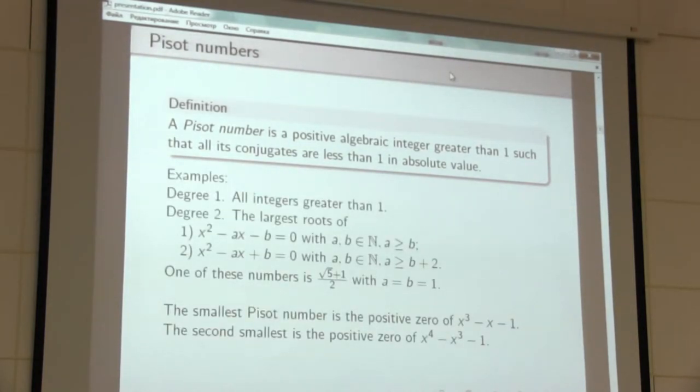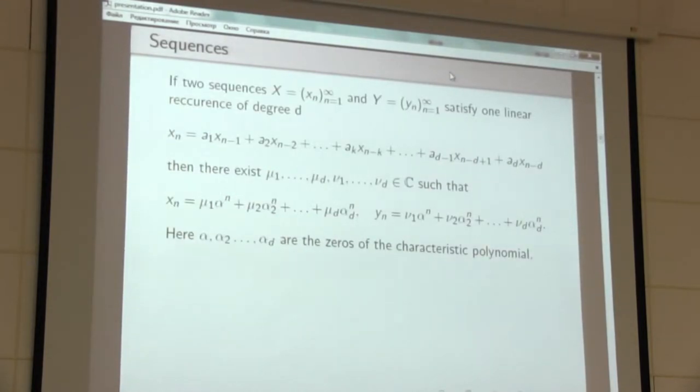The examples of Pisot numbers are the following. For degree 1, these are all integers greater than 1. For degree 2, it's easy to calculate that Pisot numbers are only the roots of the two following equations. And one of these numbers is, of course, the golden ratio. And also we know that the smallest Pisot number is the positive zero of x cubed minus x minus 1. And the second smallest is the positive zero of the following polynomial.